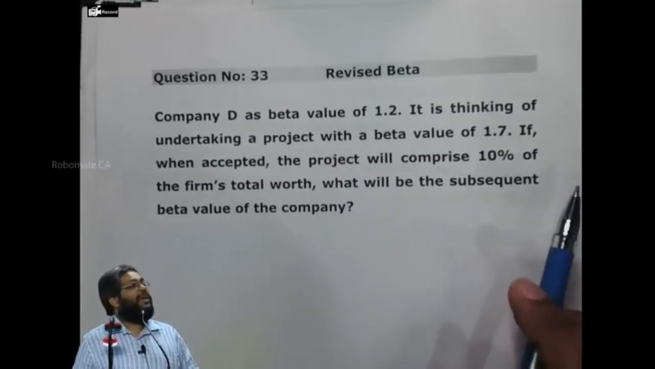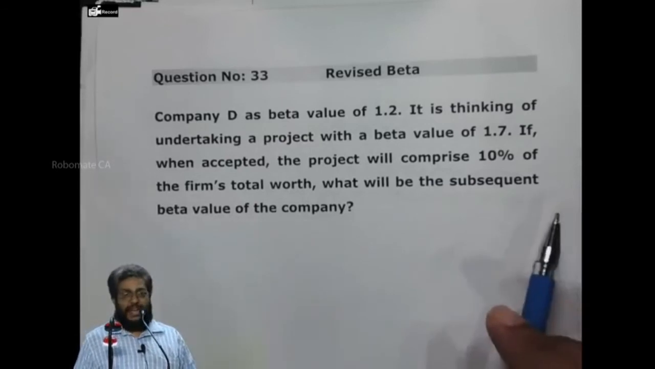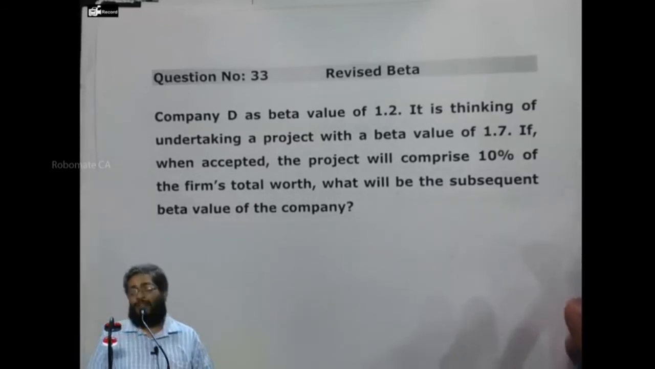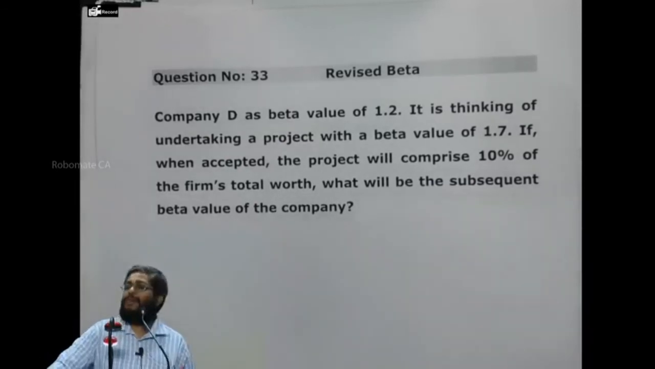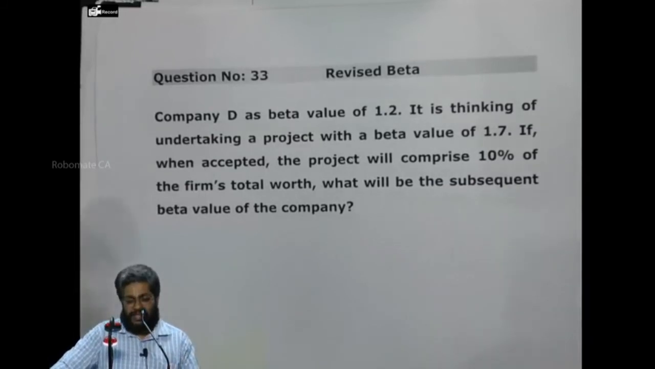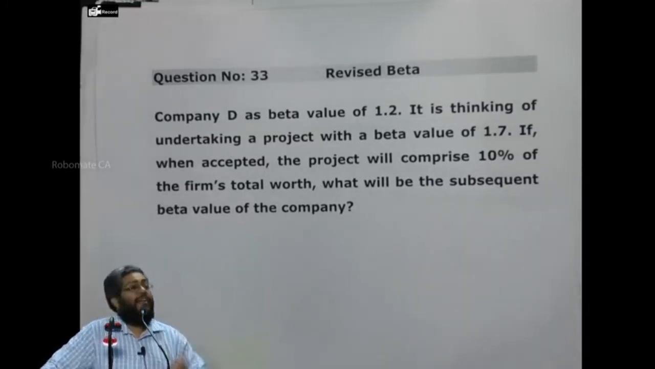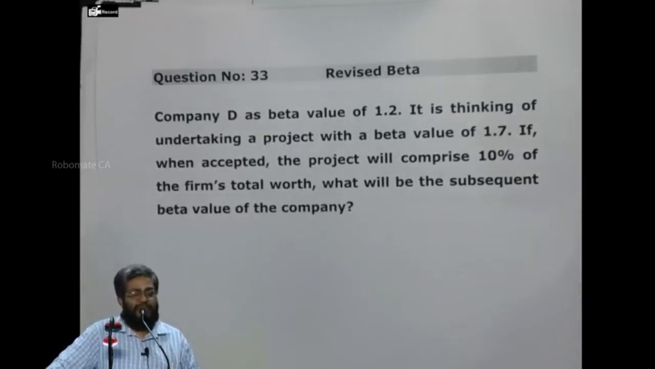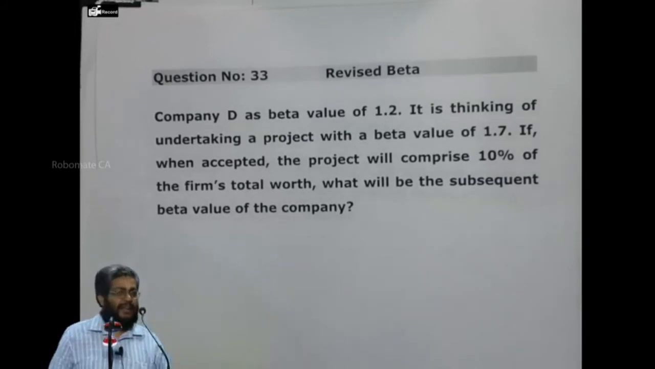Portfolio beta. What is the beta of a portfolio? The weighted average beta of the individual securities inside that portfolio. And the proportion is: the current business constitutes 90% of the wealth and the new business constitutes 10% of the wealth. Can't we calculate the portfolio beta now? Next, question number 33.